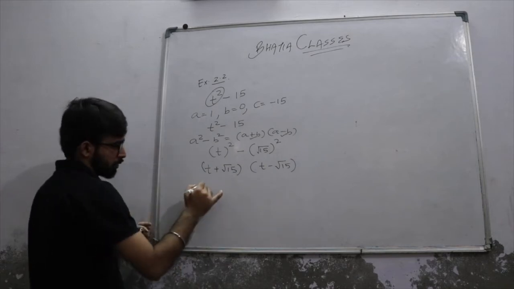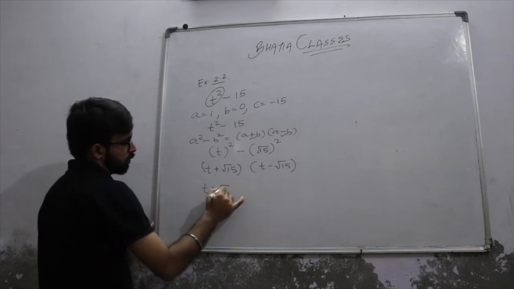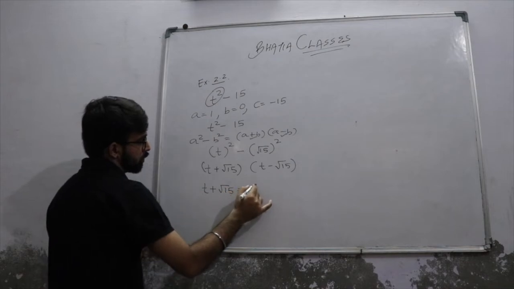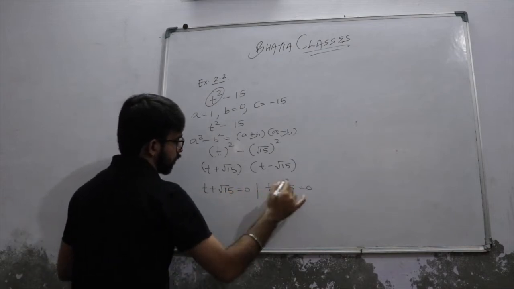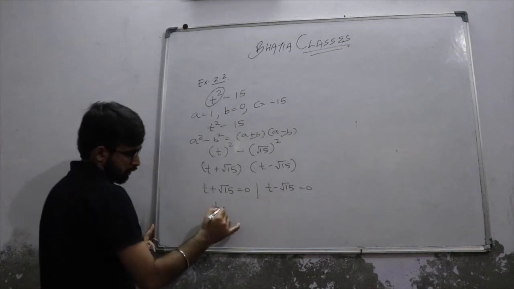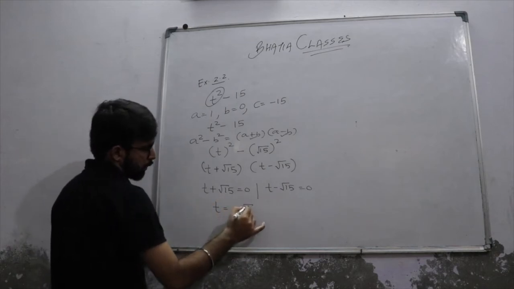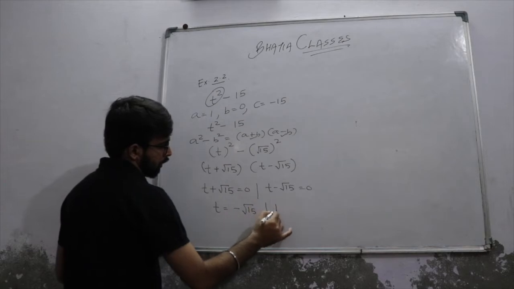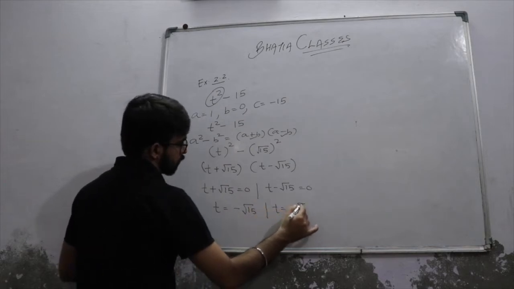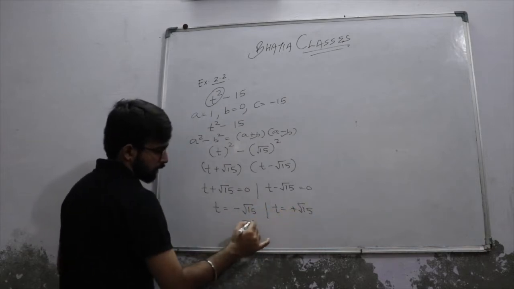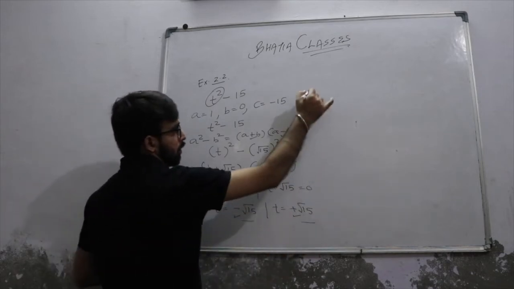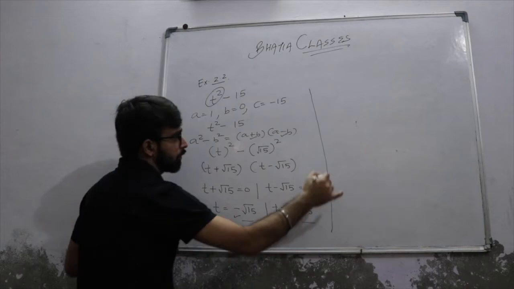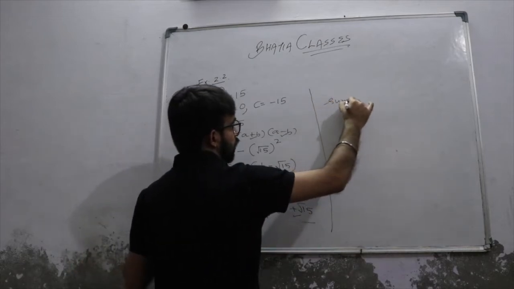Now to find the zeros, put them equal to zero. t plus root 15 equal to 0, t minus root 15 equal to 0. t is equal to minus root 15 and t is equal to plus root 15. Both are the same zeros but differ by plus and minus sign. Now we have to verify it with the sum of zeros and product of zeros.